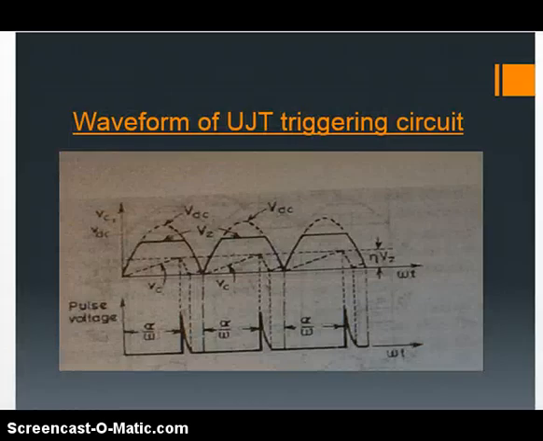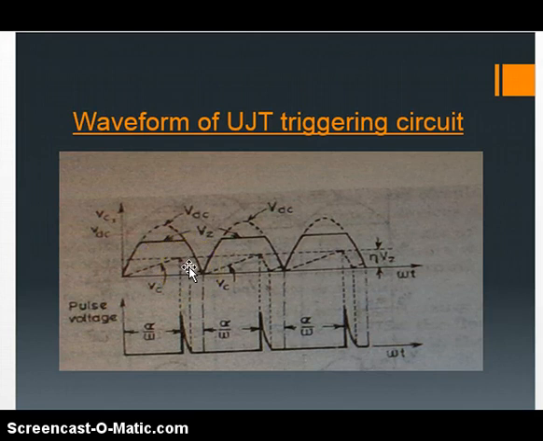Here we can see the waveform of the UJT triggering circuit. This first waveform is the voltage across the bridge rectifier, and this one is the voltage across the Zener diode, which clamps the voltage at 18 volts, and this voltage is the voltage across the capacitor. This is the charging voltage of the capacitor. It will charge to the peak voltage and it will discharge to zero voltage.